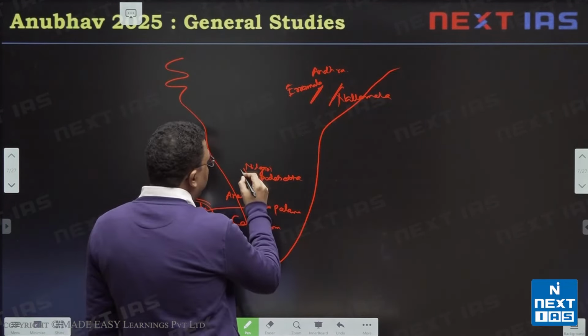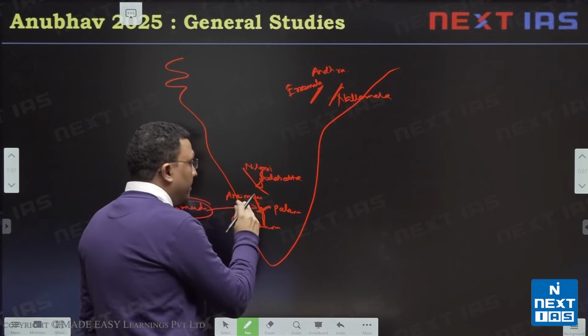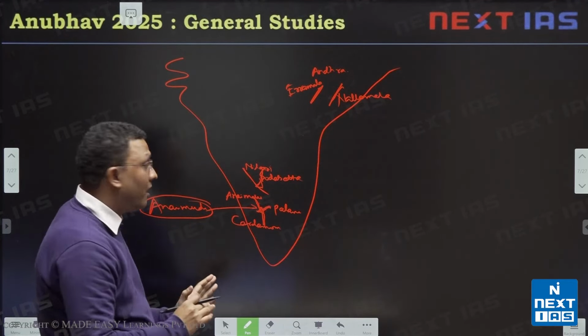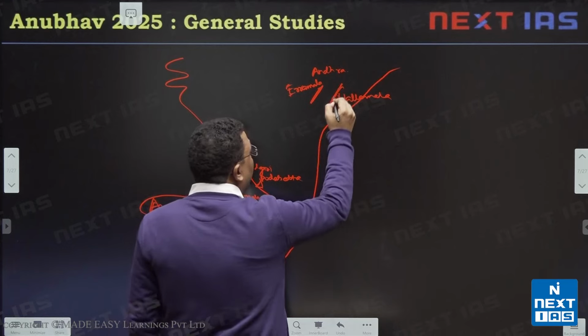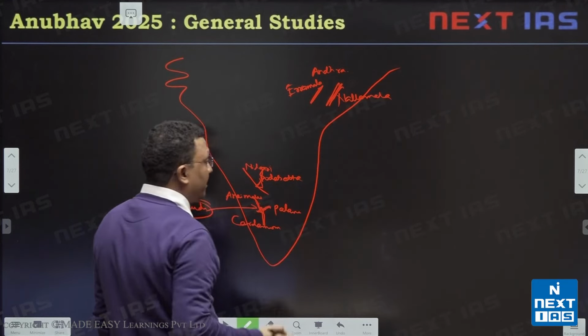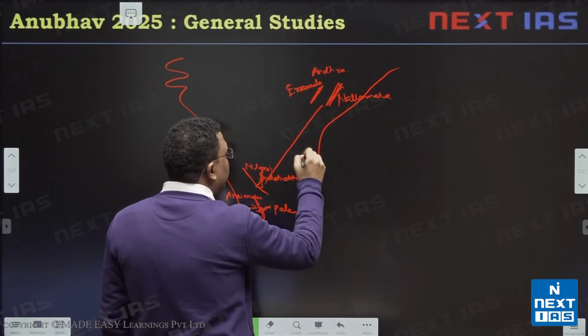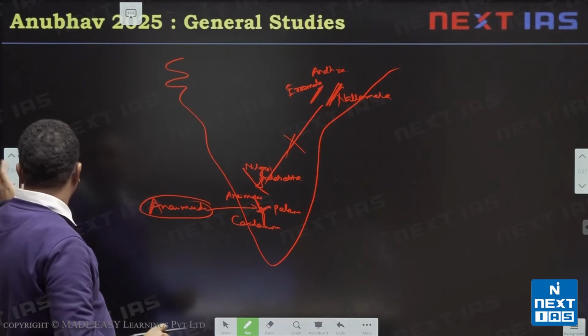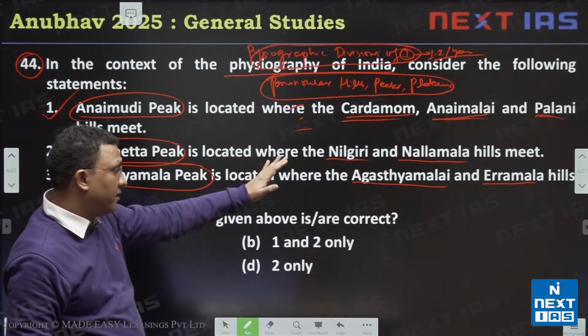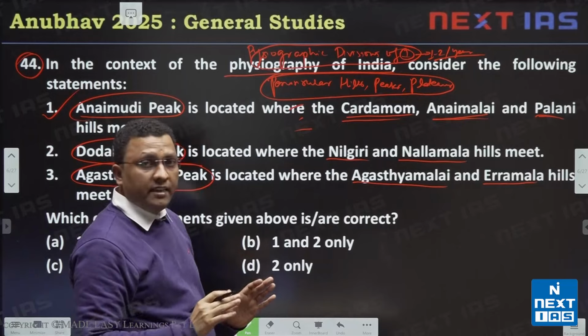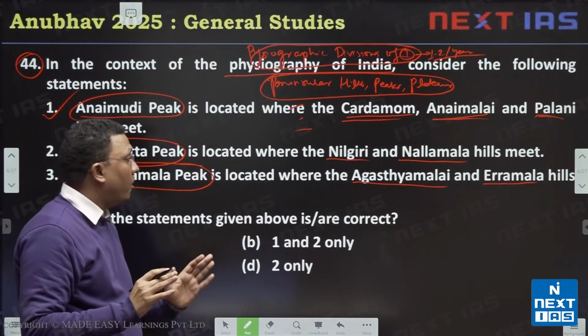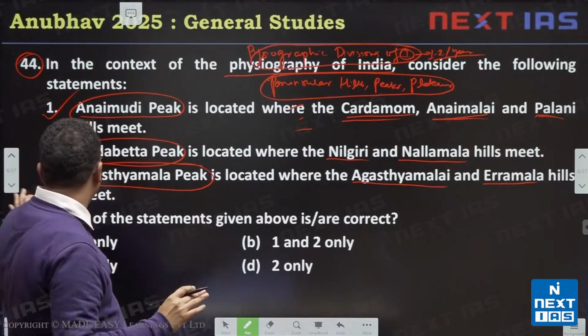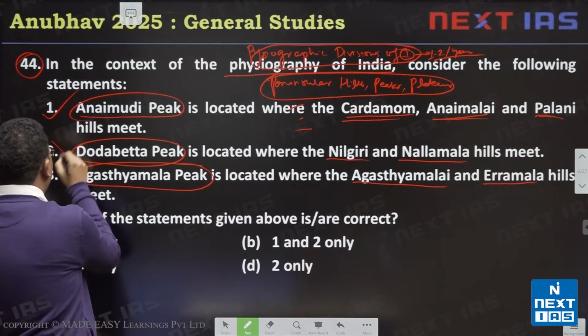Because if you see, Nilgiri is located here in Karnataka, Kerala and Tamil Nadu area, and Nallamala hills is located in Andhra Pradesh. So these two hills can't meet, right? You could have eliminated this option just by logic if you had a fair idea of the placement of these hills. So this statement is not correct.